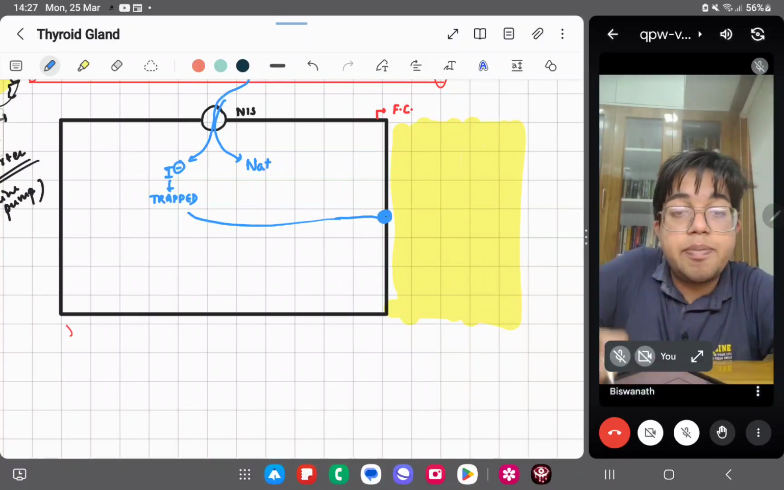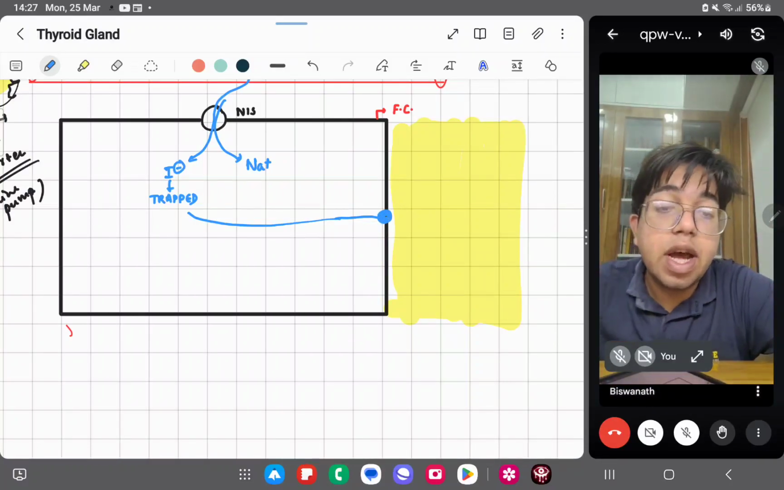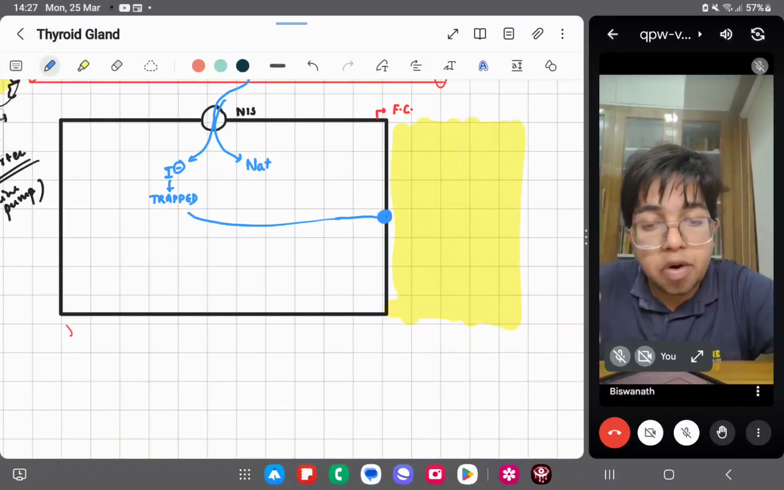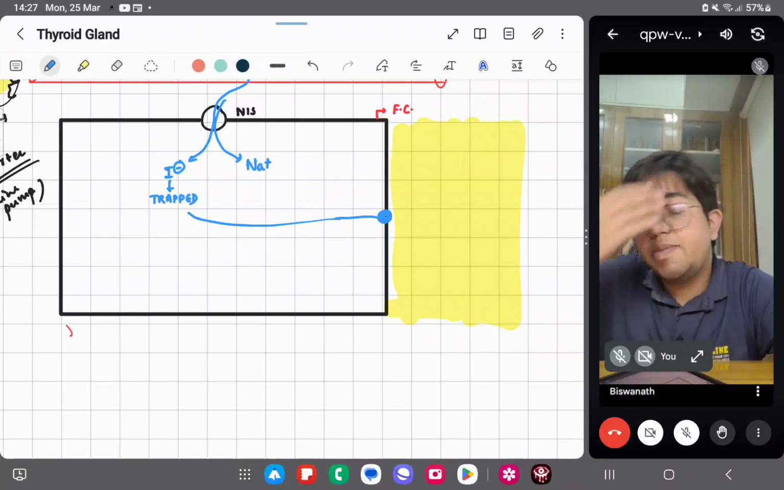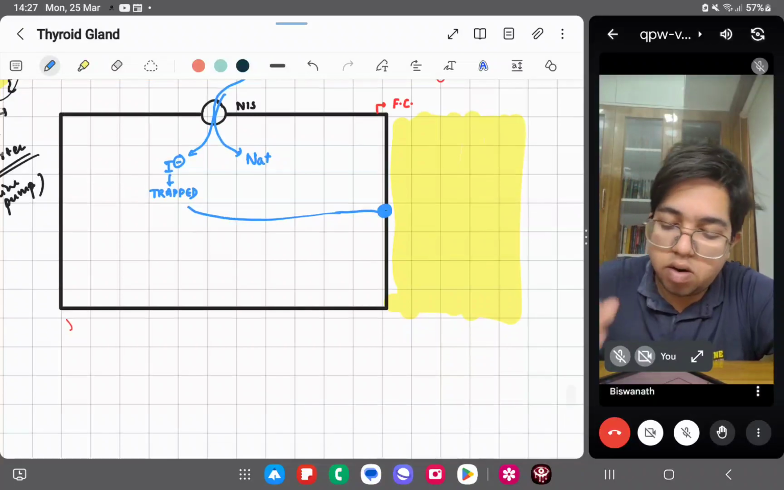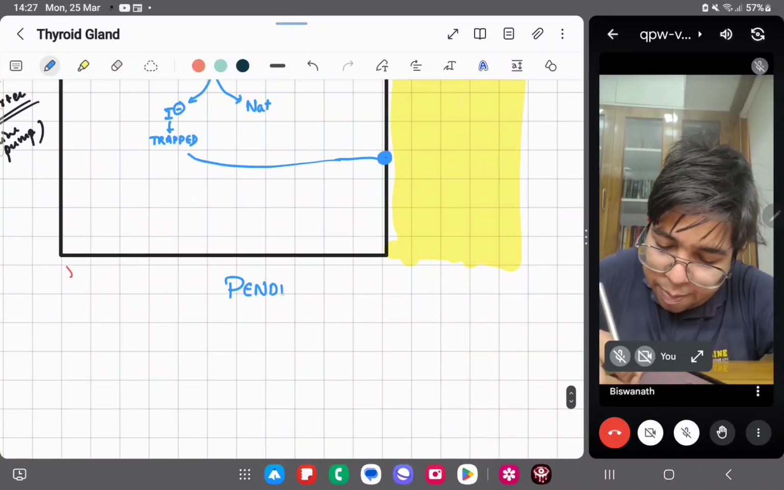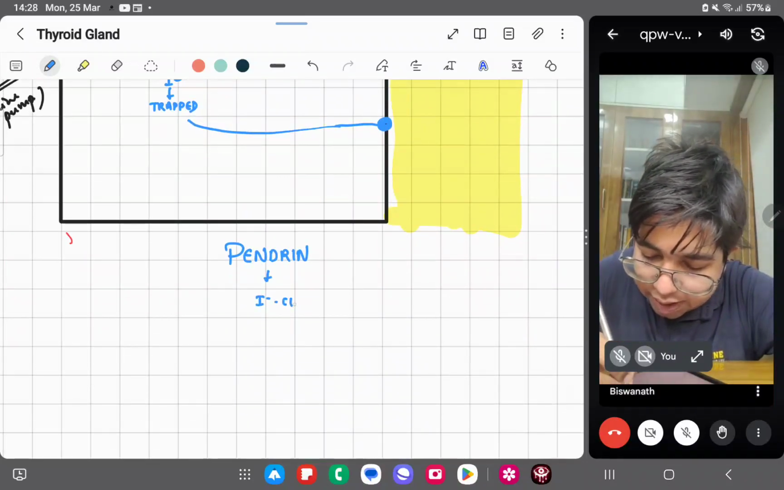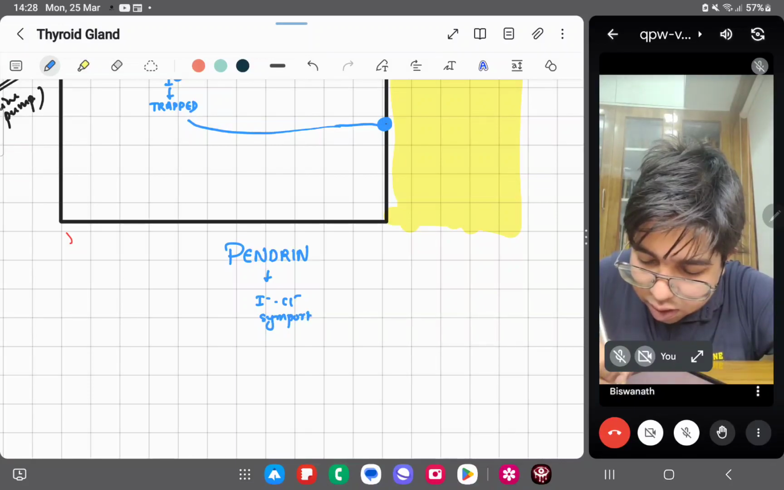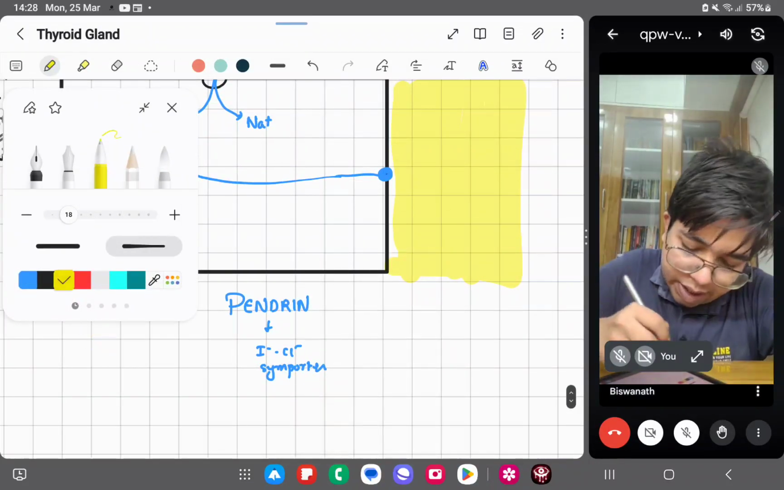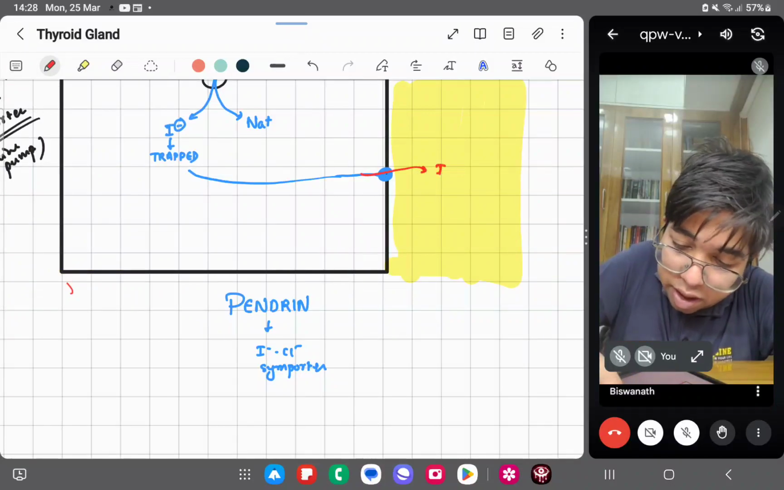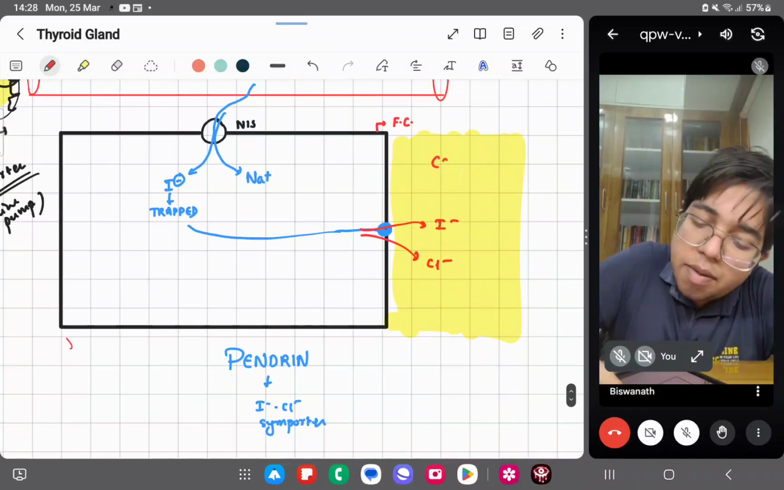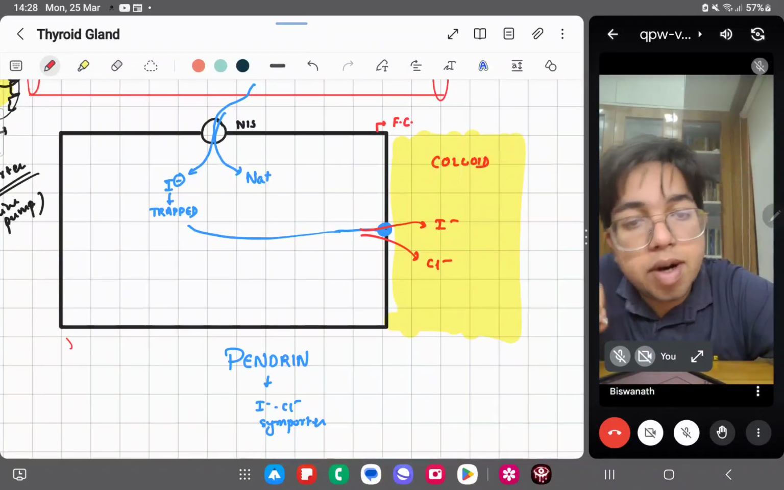there is another pump, which is called the iodide chloride anion symporter. There is a special name for this, which is called pendrin. Very special, I'll tell you. I minus Cl minus symporter. By this I minus Cl minus symporter, this iodine will move out, I minus, and this chloride will move out also, because this is a symporter, same direction, and they move out to the colloid.